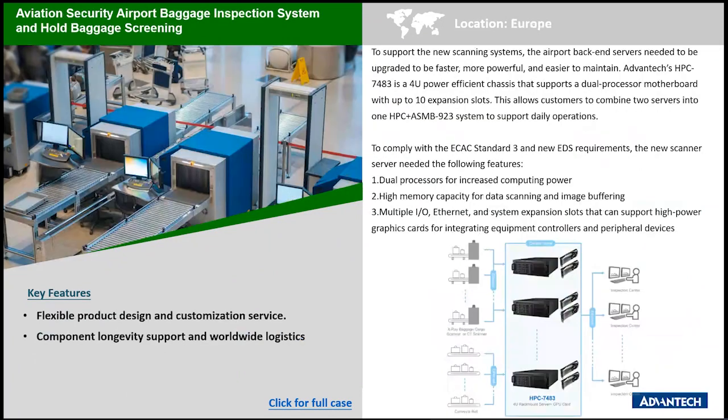We have another application here in Europe for airport baggage inspection. Once again, this is yet another automated optical inspection application where the need here was to take multiple platforms and consolidate them into a smaller amount of systems. So there was a lot of resource put into the individual systems before that was allocated out for the different applications.